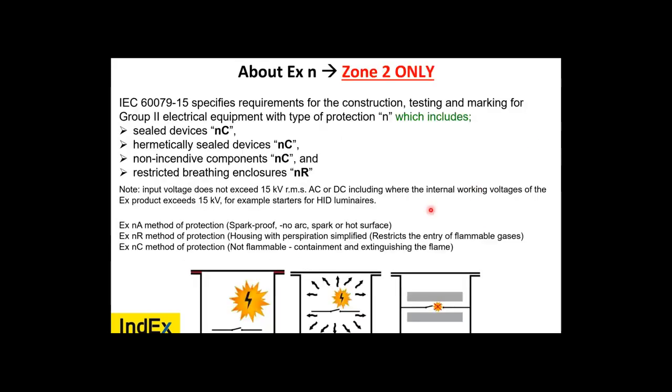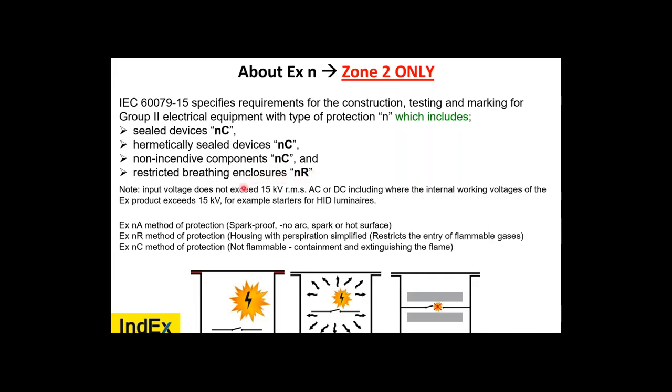So Ex n, remember we're talking about edition 5 of IEC 60079-15. It specifies the requirements for Ex n. Now, the Ex n types that currently exist are nA, non-sparking devices, nC, sealed devices, hermetically sealed devices, and non-incendive components, and nR, restricted breathing enclosures.